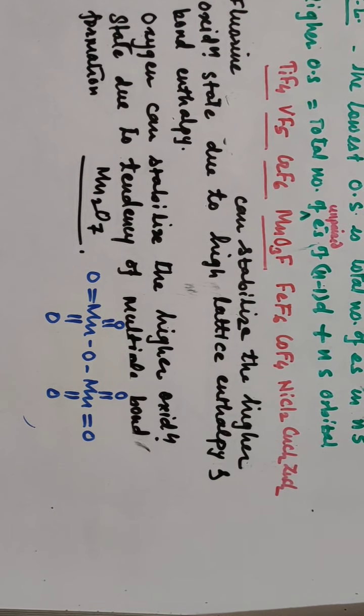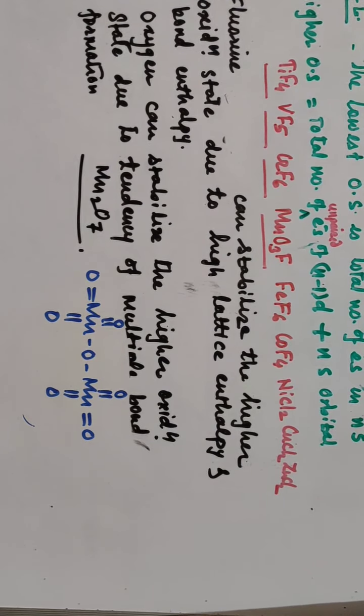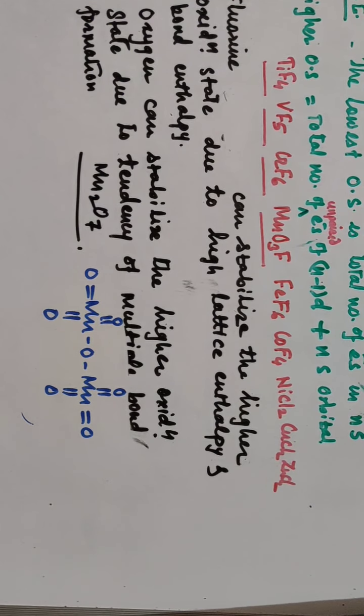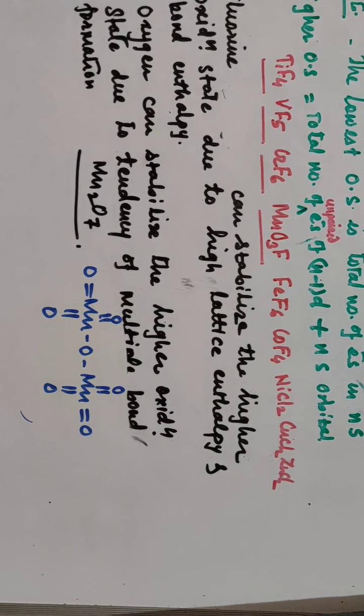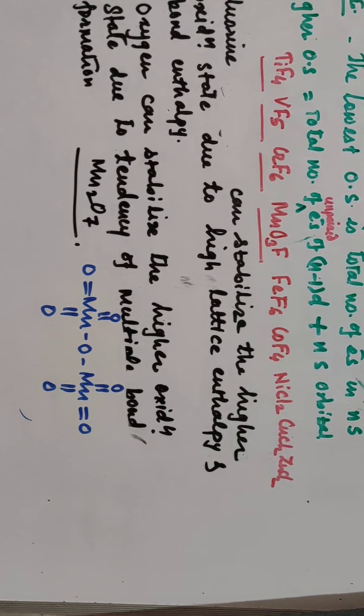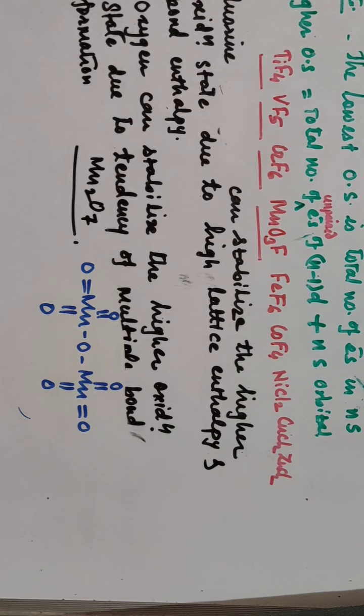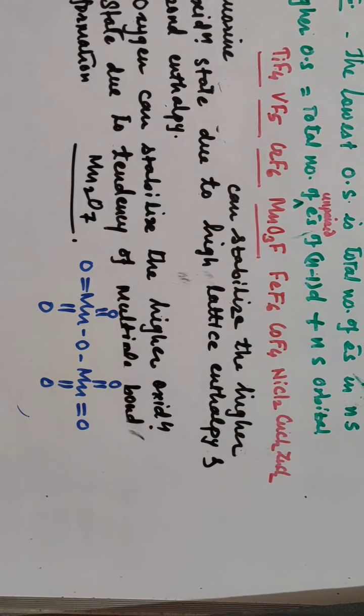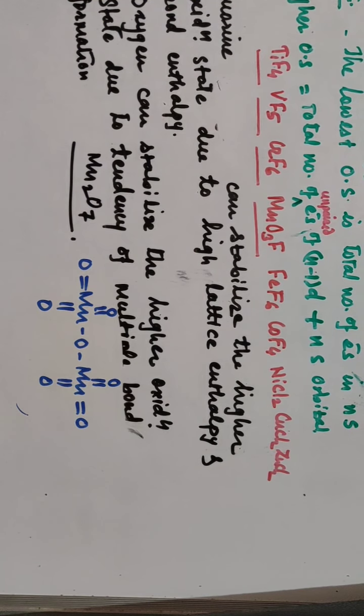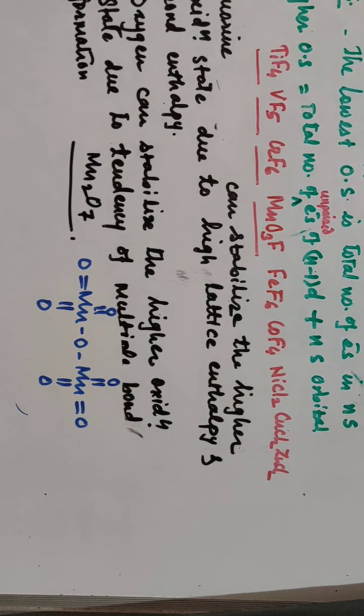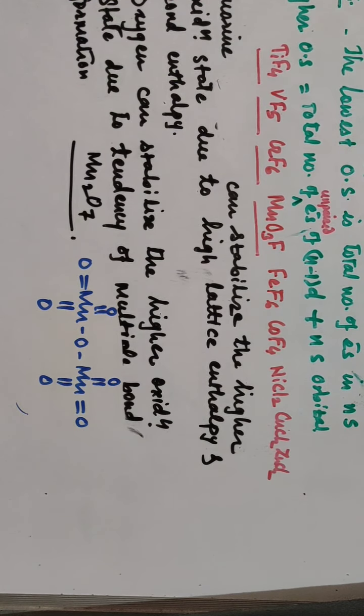So this is about the oxidation state. A transition element can show variable oxidation states, and this is because of the participation of n-1 d electrons in the bond formation. There is not much difference between the n-1 d orbital and the ns orbital, so the energy is almost the same, they can participate in bond formation, and hence the oxidation state of transition elements is variable.